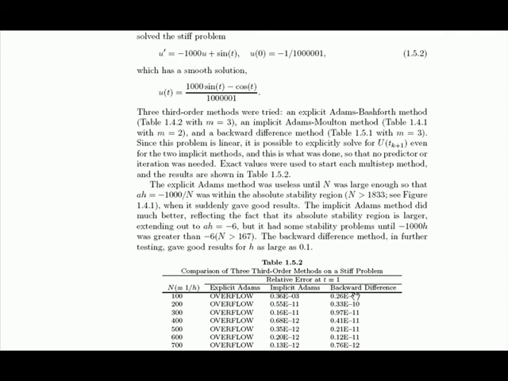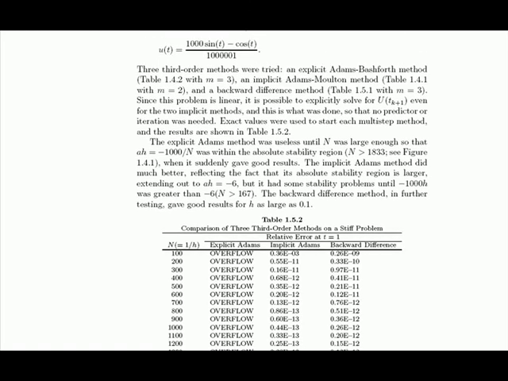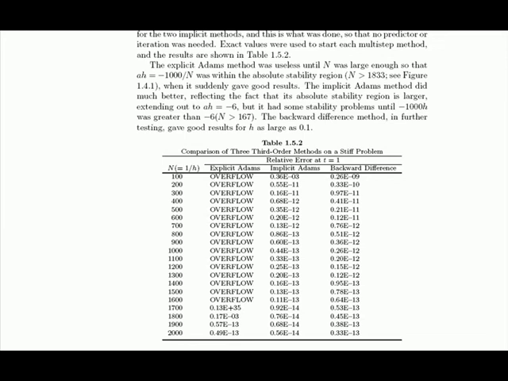But when we apply the third order backwards difference method to that problem, you see the results are just fine even with large h. With the explicit method, you had terrible results. Remember, A is minus 1,000. Until h gets small enough so that AH is inside the region of absolute stability, you get total garbage, then suddenly it's good. The backwards difference methods, for all h, AH is in the region of absolute stability, and so it works just fine even for large h.